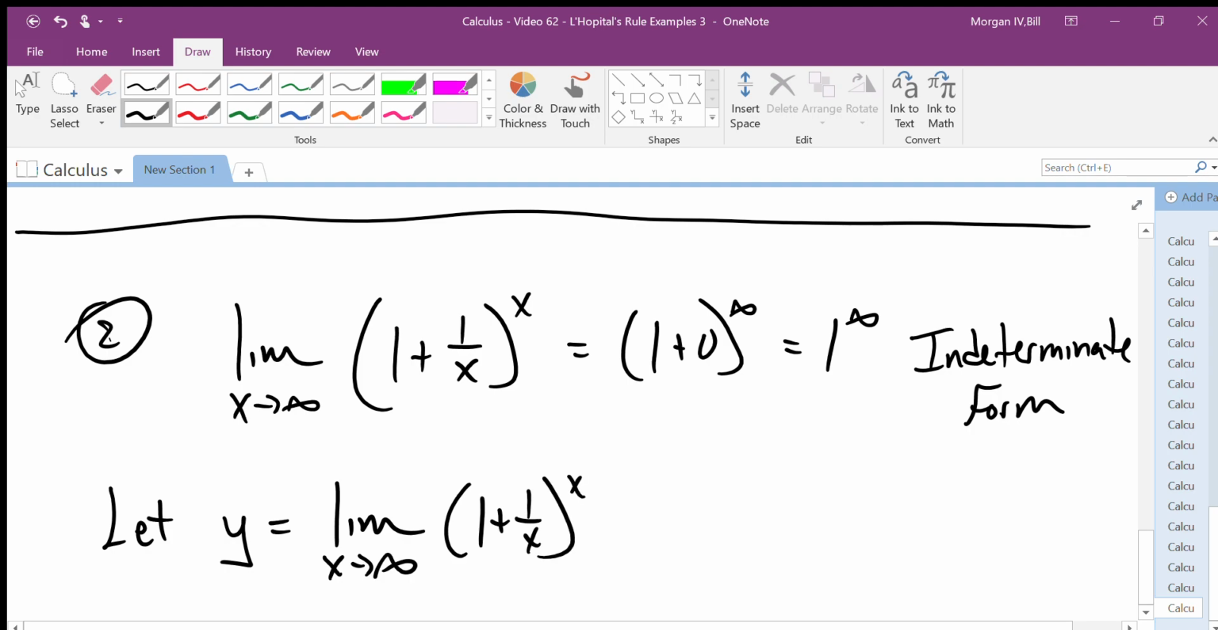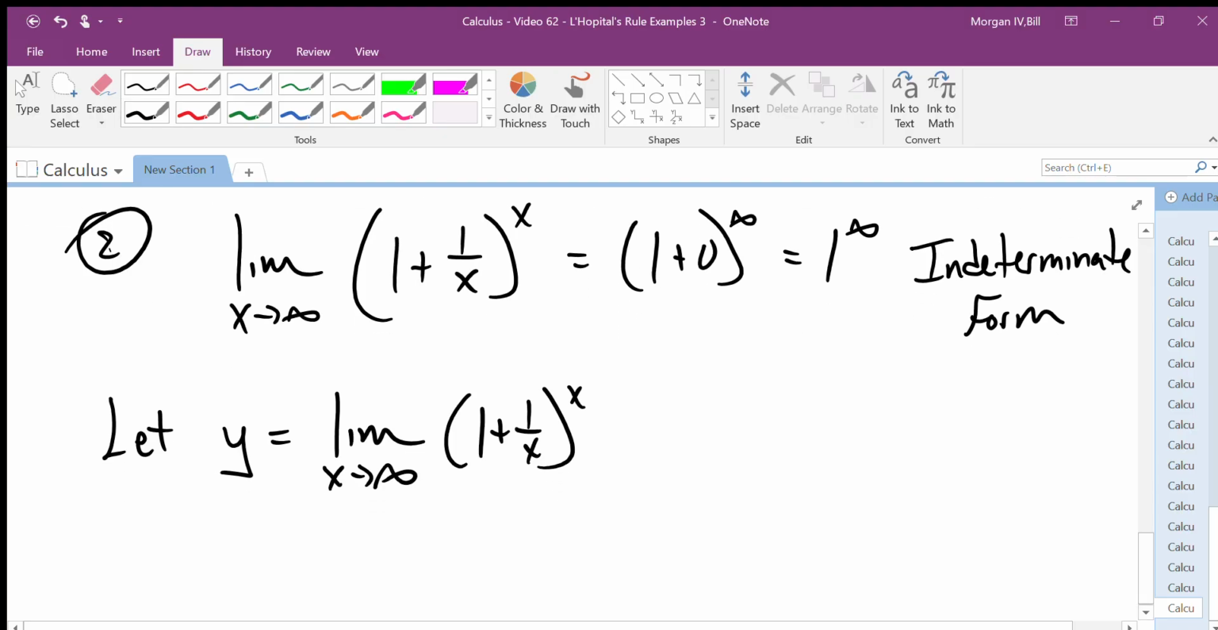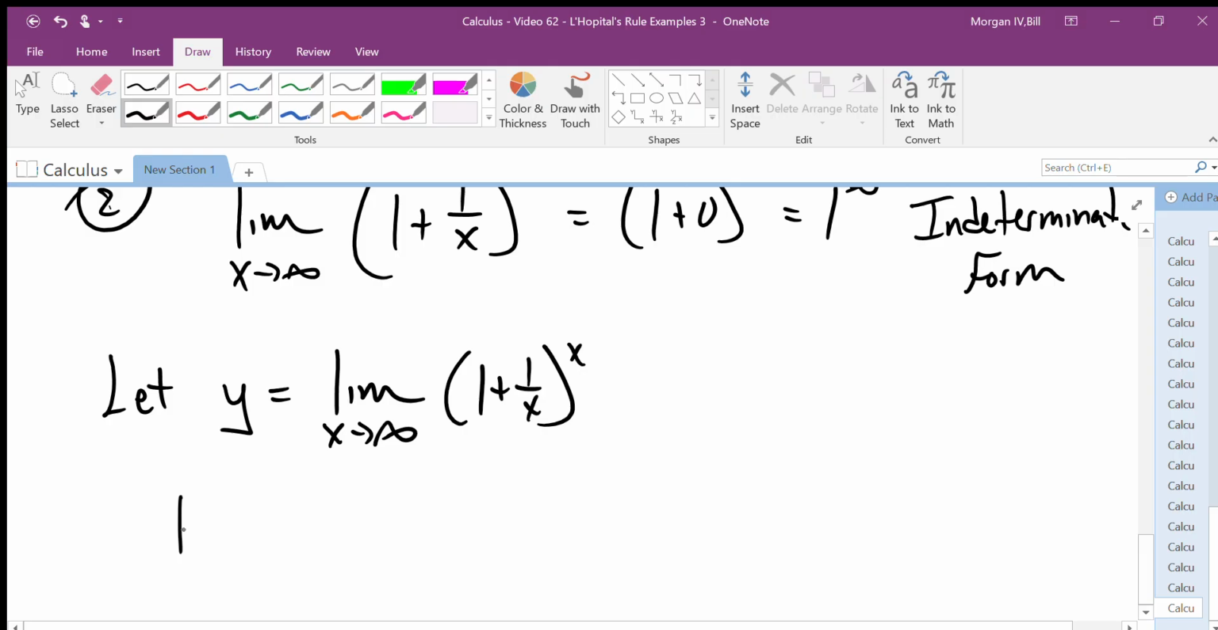Because what I'm trying to do is get that exponent x out of the exponent. I want to bring it out in front. Therefore, I will take the natural log of both sides. Since y is equal to the limit as x goes to infinity of (1 + 1/x)^x, the natural log of y is equal to the natural log of that limit.